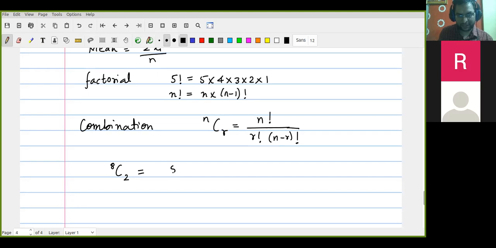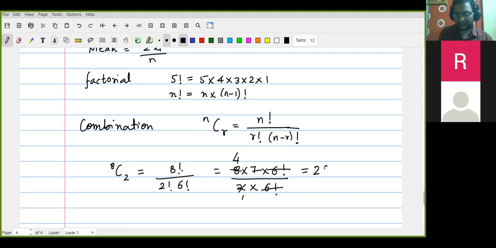So this is going to be 8 factorial upon 2 factorial, 6 factorial. So we'll open this till 6 factorial. So this is going to be 8 into 7 into 6 factorial upon 2 into 6 factorial. And this will get cancelled. And 2 fours are 8, 7 fours are 28. Finally, we get 28. Okay. Is this idea clear? Ritu, Jinu? Yes.